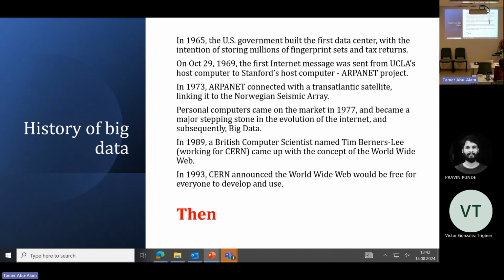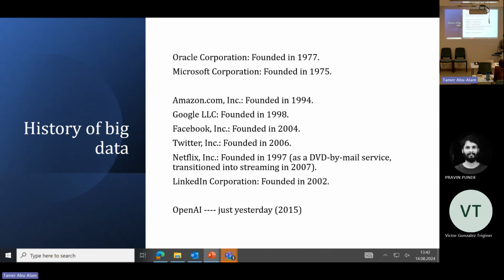Then, if you look after this, Oracle, actually one of the biggest data companies, was established in 77, Microsoft in 75. These are the big players in this game. Amazon 94, Google 98. I don't think any of you were born in 89 or before. After 89, yes, right? The majority of you are after, yeah. Facebook 2004, yesterday. Twitter 2006, again yesterday. Netflix a bit older, 97.